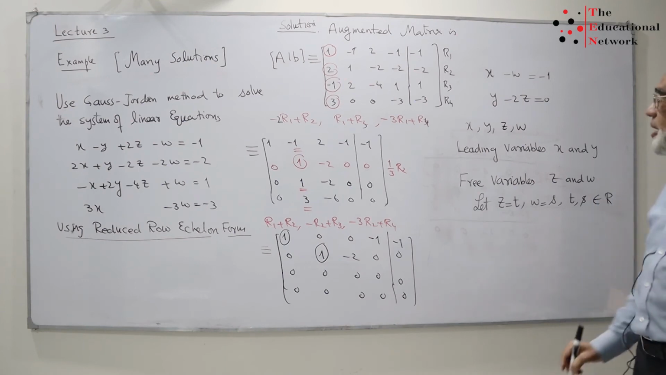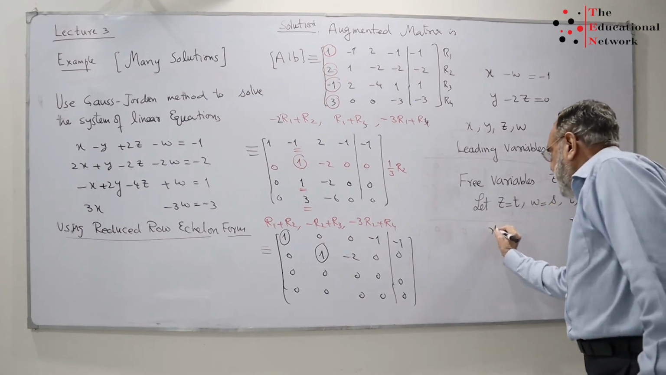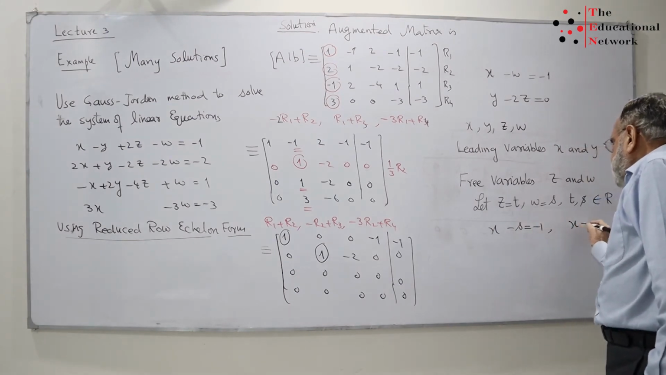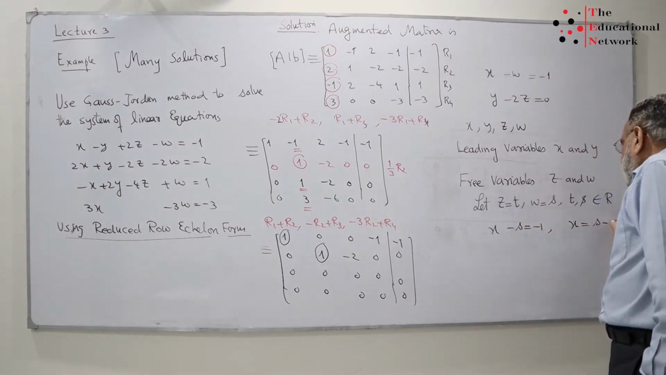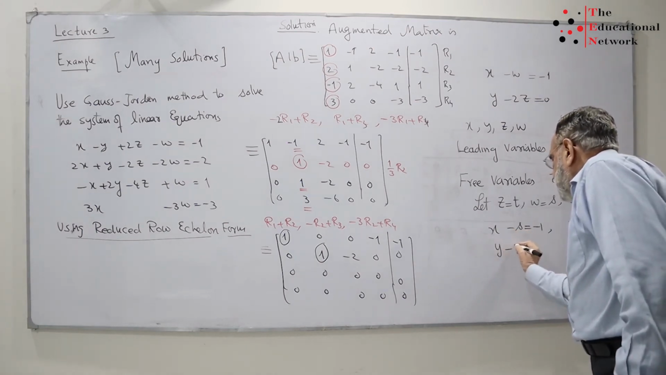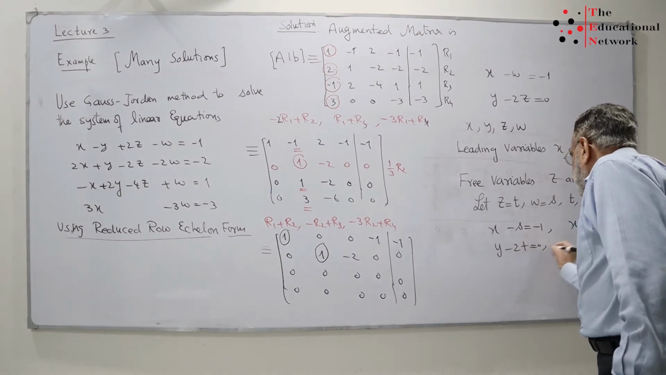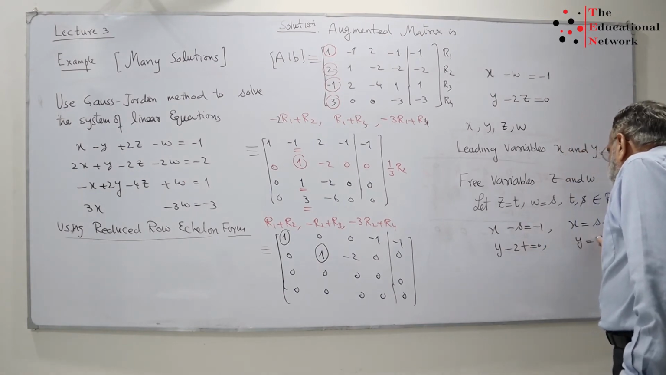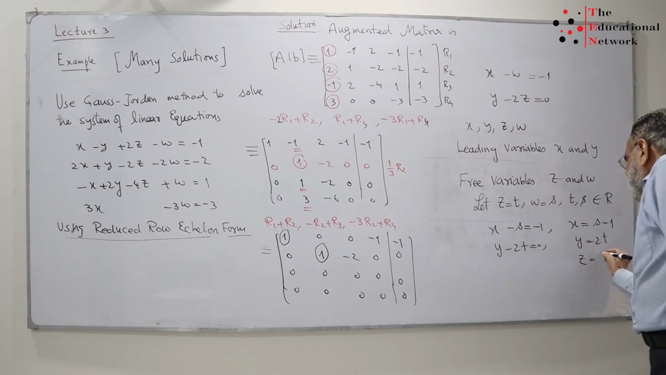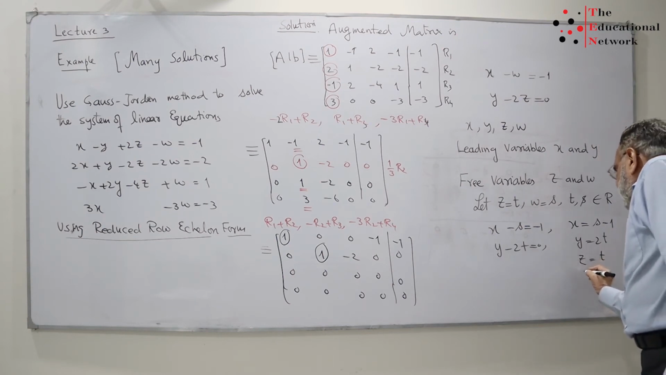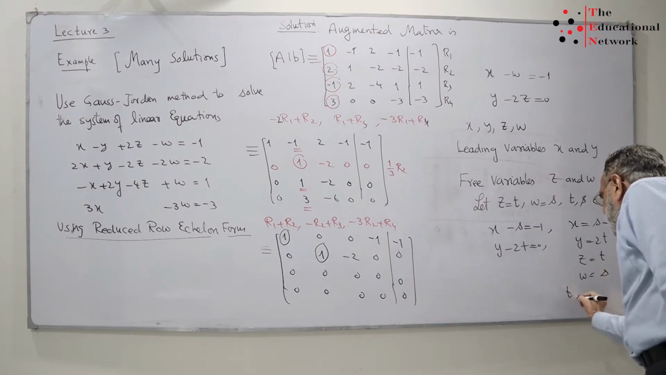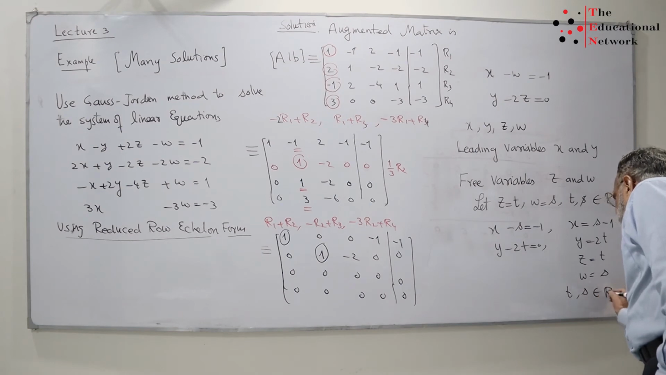Now we rewrite this one. So I get here x minus s is equal to minus 1. That gives me x is equal to s minus 1. Then I have here y minus 2t is equal to 0. I get here y is equal to 2t. What's my z? My z is equal to t. What's my w? My w is equal to s. And t and s are any real numbers.